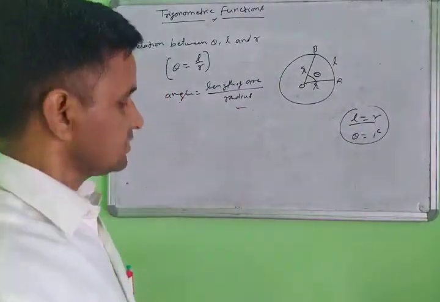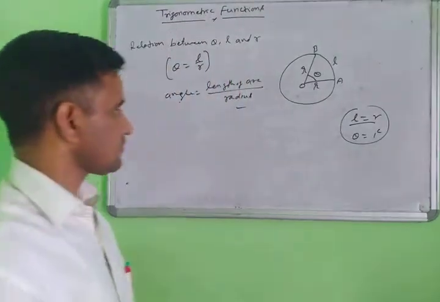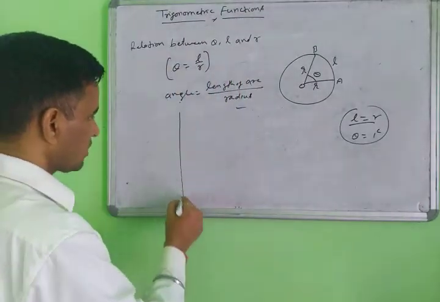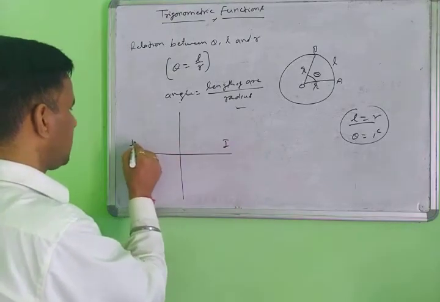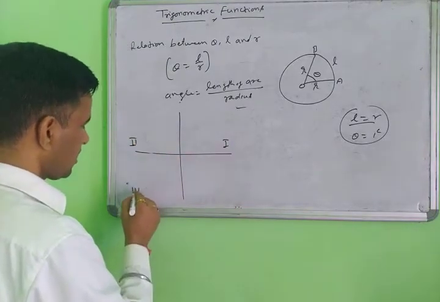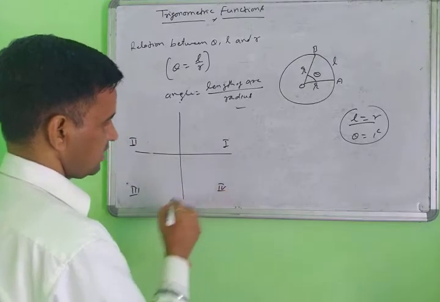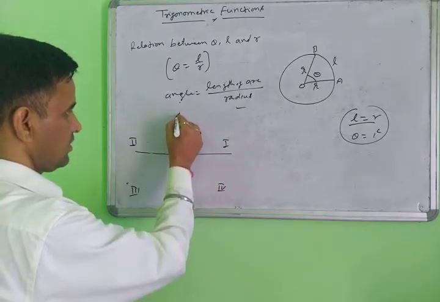Yes, next point here. Trigonometry is mostly divided into 4 quadrants. This is the first quadrant. This is your second quadrant. This is your third quadrant. This is your fourth quadrant. This is the origin point.